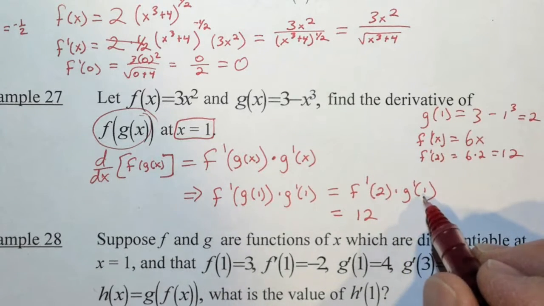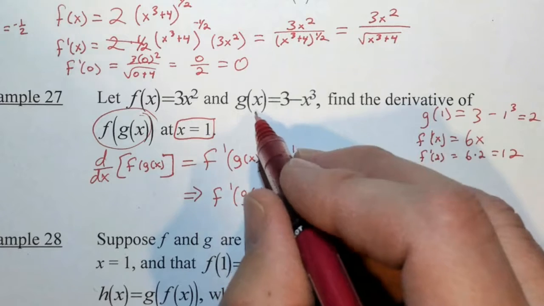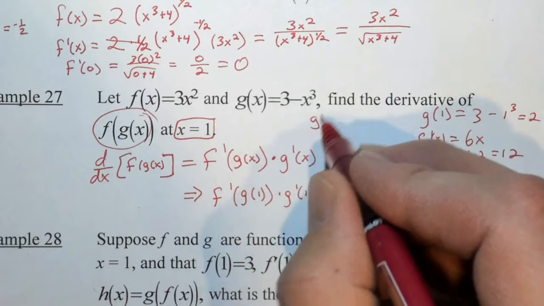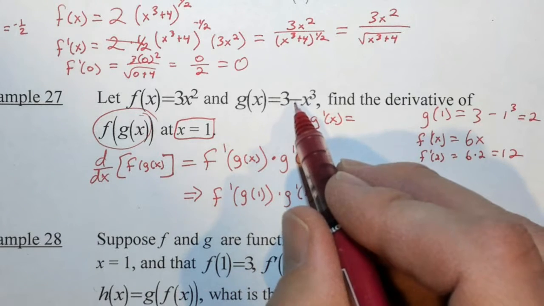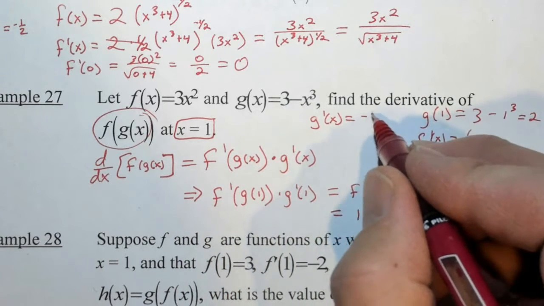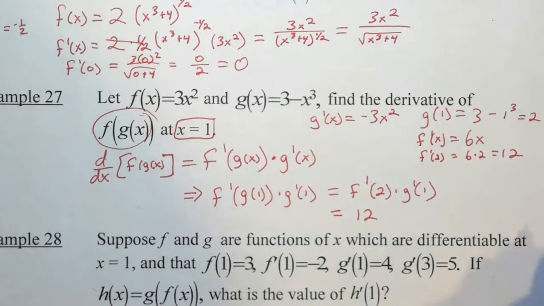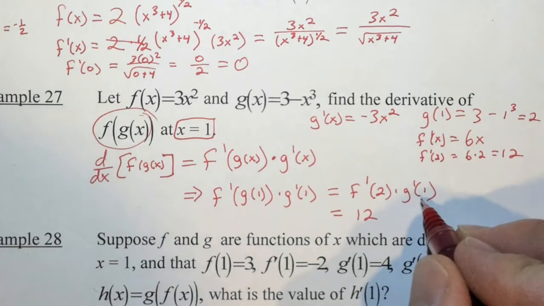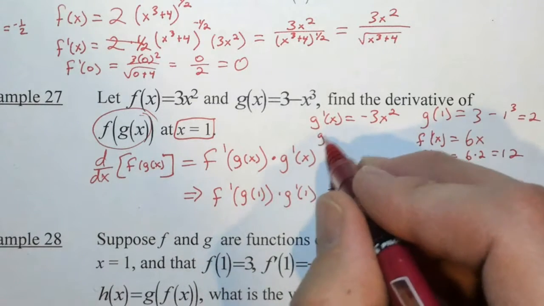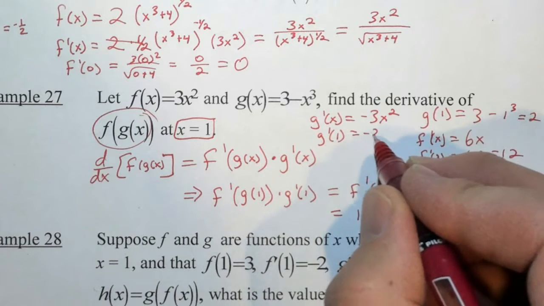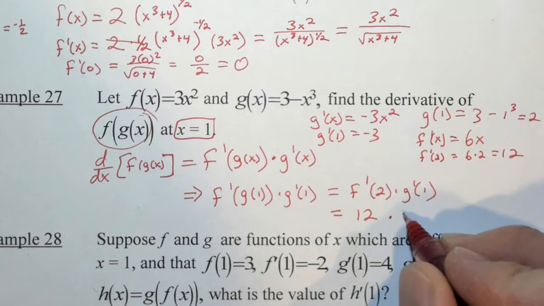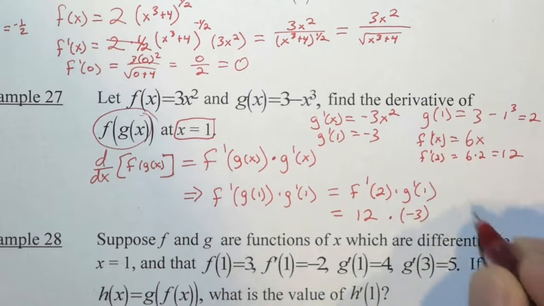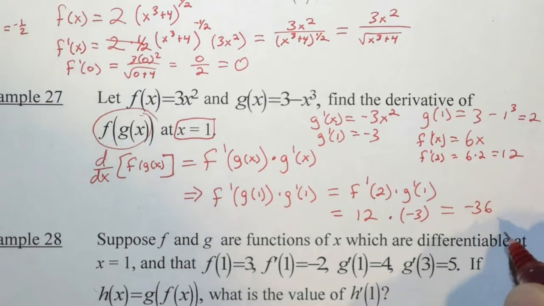As far as g prime of 1 is concerned, first we need g prime of x. Here's g of x, so g prime of x. 3 is a constant, it derives to 0. Then we have negative x cubed. That becomes negative 3x squared. We're interested in g prime of 1. If we plug in 1, that's going to be negative 3 times 1, or negative 3. So we end up with 12 times negative 3, or negative 36, as our final answer.